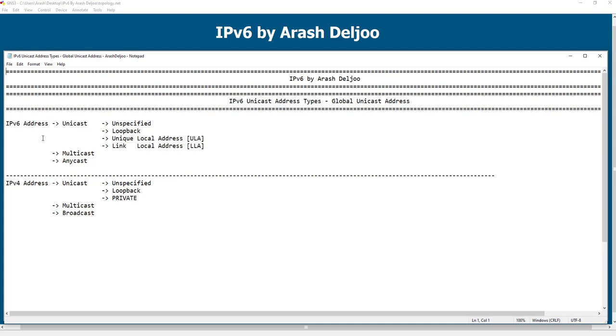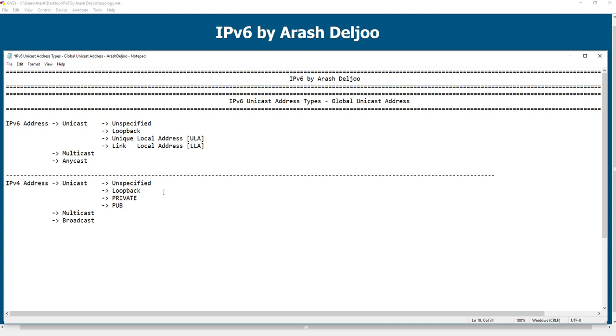Look at here, this is IPv4 addressing, and you know that in IPv4 addressing we have three types of IP address and three types of communication. Unicast means one-to-one, multicast means one-to-many, and broadcast means one-to-all. In unicast IPv4 addressing we have the unspecified unicast IPv4 address, loopback unicast IPv4 address, and also private unicast IPv4 address.